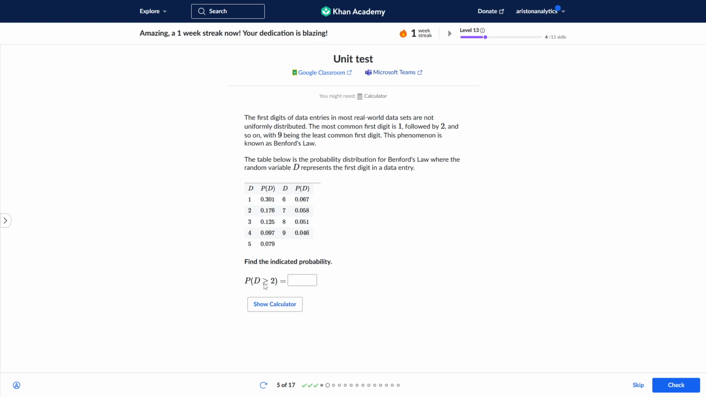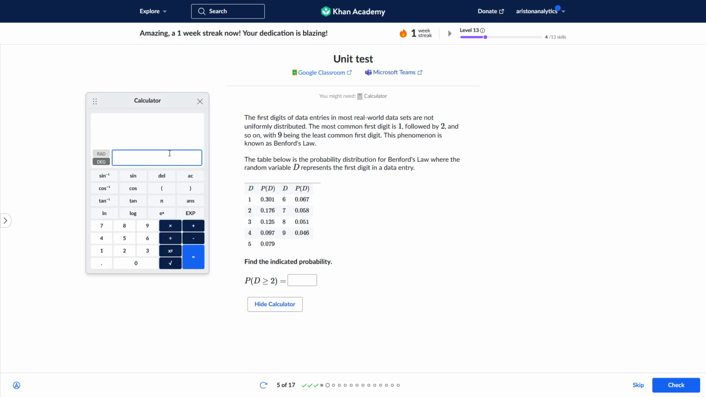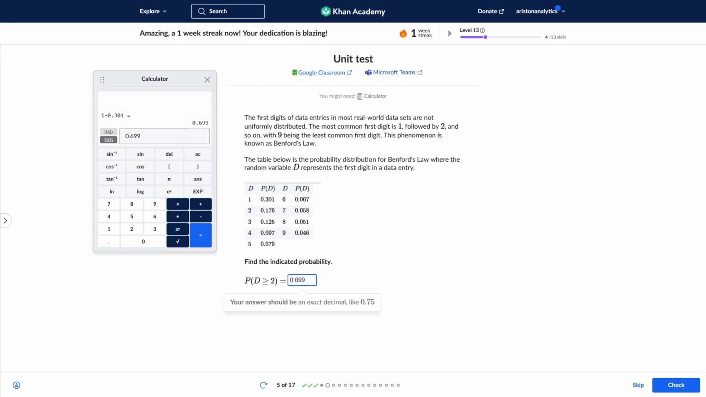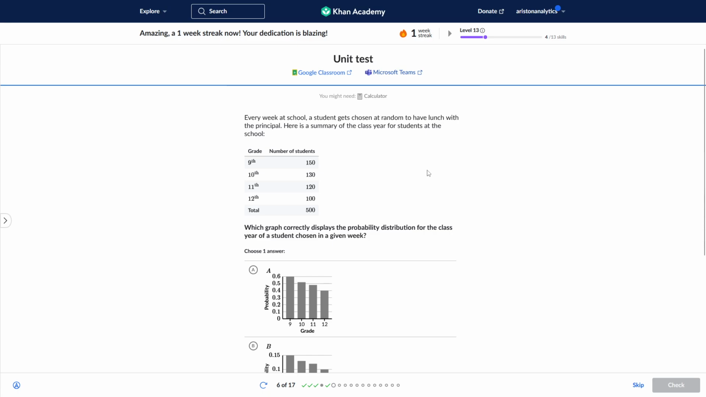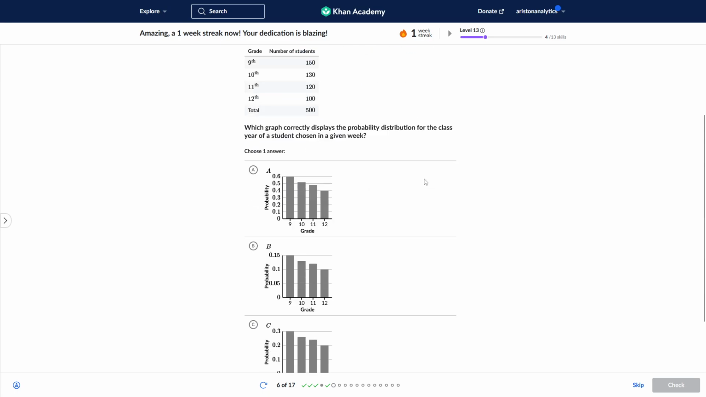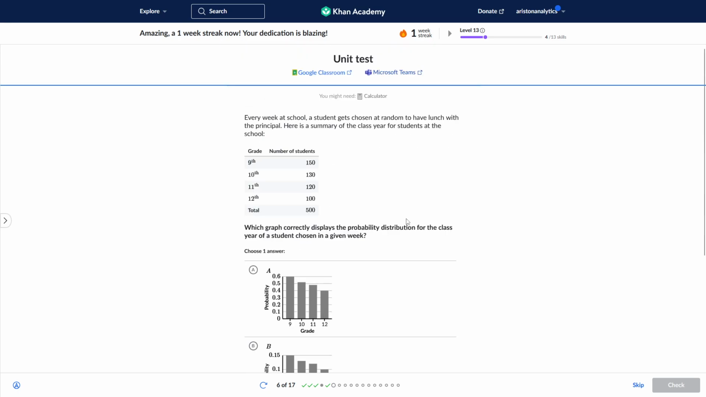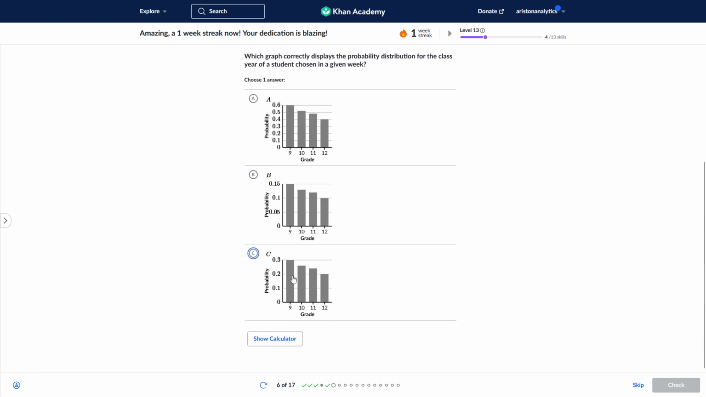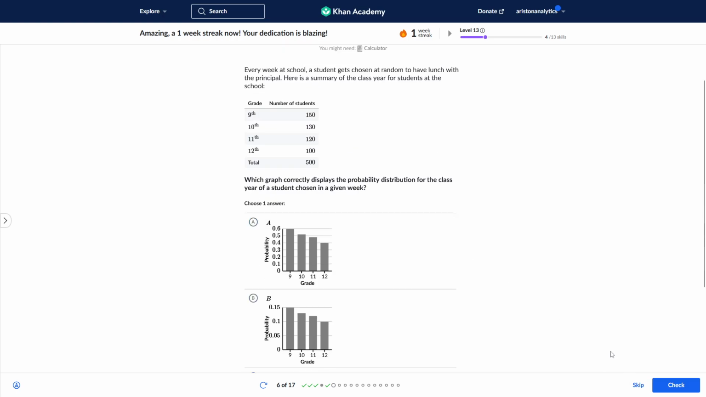D is greater than or less than 2. Equal to or greater than 2. Okay. 1 minus 0.3. Boom. Which graph correctly displays the probability distribution? Okay, don't fuck this up. So easy. 0.3. Has to be that one.